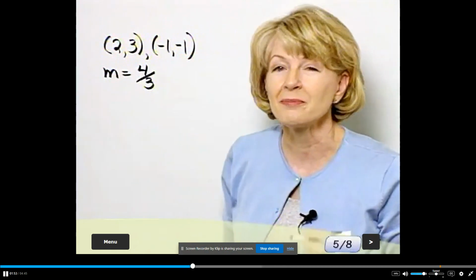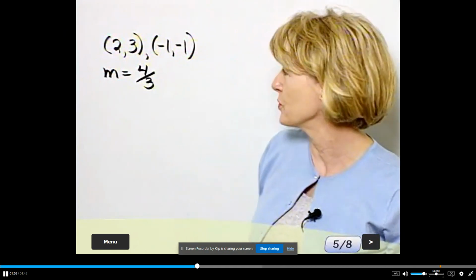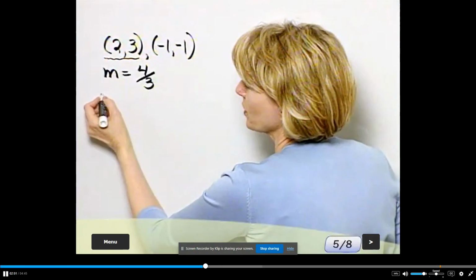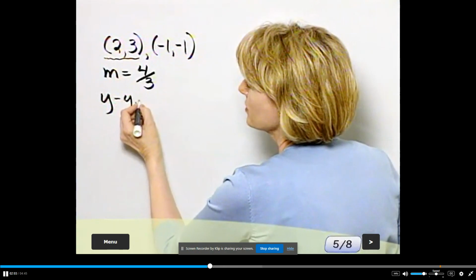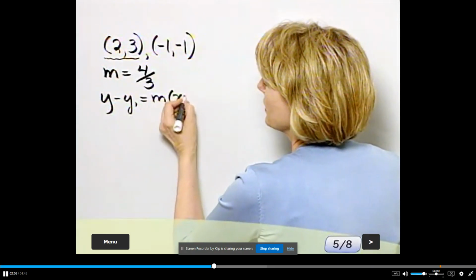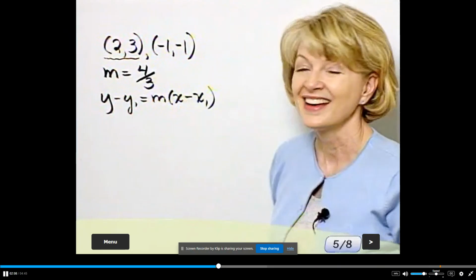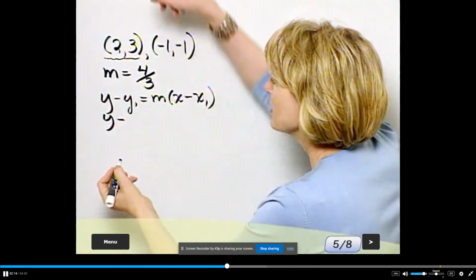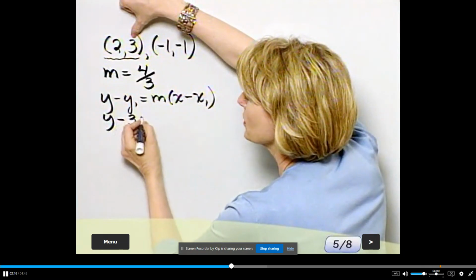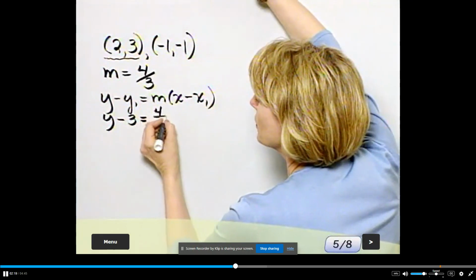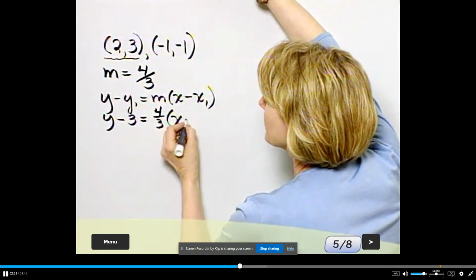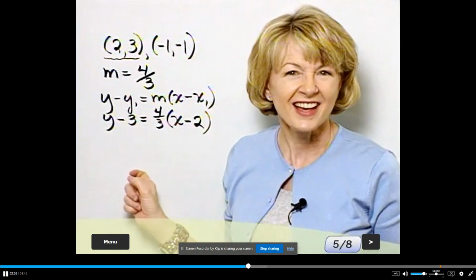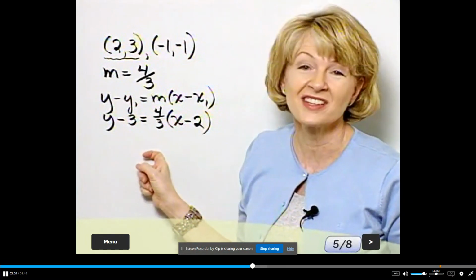And now choose a point. It makes no difference which point you choose. I'll choose this point, and now we'll use the point slope form. y minus y sub 1 is equal to slope times x minus x sub 1. Let's plug in our values. So that's y minus, the y value of the point is 3, is equal to slope 4/3 times x minus the corresponding x value of 2. This actually is the equation, or an equation, of the line.